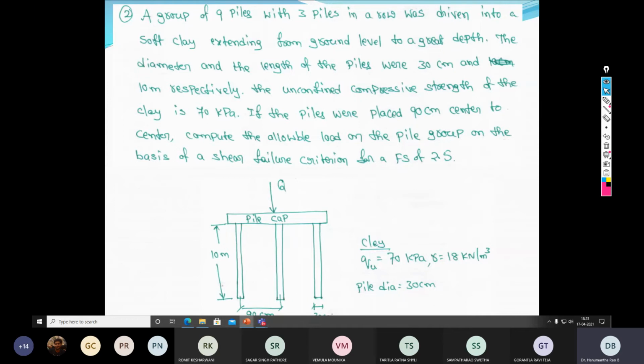Everyone, please note down and start. Sir, here the gamma given is the dry density of the clay. Okay, rather than dry density, we can take bulk density, gamma 18 kilonewton per cubic meter.